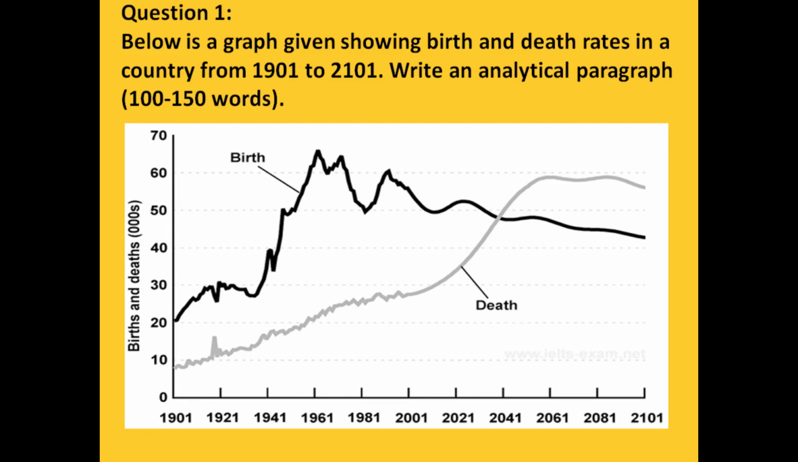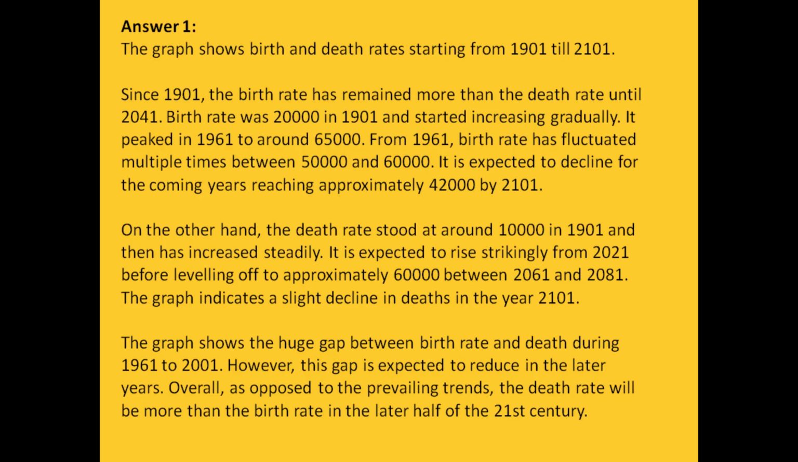Now whatever analysis I have done, I have to put my analysis into words. So let's see. The next slide shows the answer. So see students, as I told you, I'll just read out the answer for you. The graph shows birth and death rates starting from 1901 till 2101. Since 1901, the birth rate has remained more than the death rate until 2041.